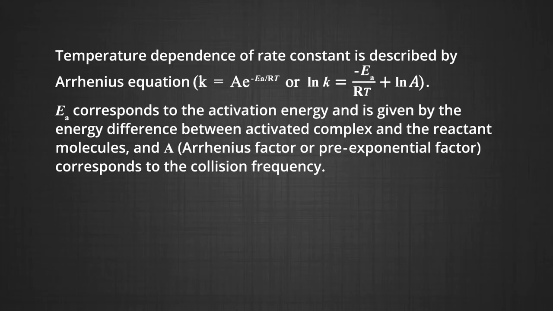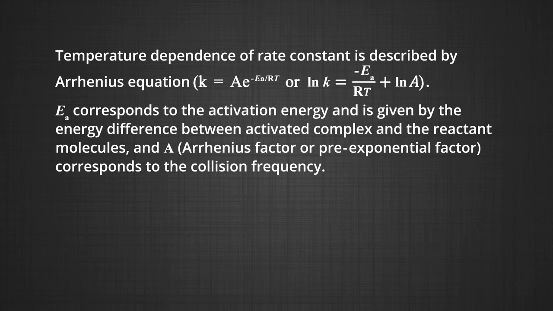So now let me summarize what we have studied in this module. In this module, we have learnt about the effect of temperature and the catalyst on the rate of a reaction. Temperature dependence of the rate constant is described by the Arrhenius equation. k = A e^(-Ea/RT), or ln k = -Ea/RT + ln A. Ea corresponds to the activation energy and is given by the energy difference between activated complex and the reactant molecules.